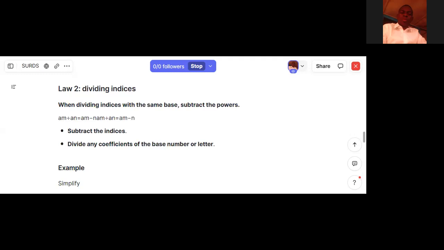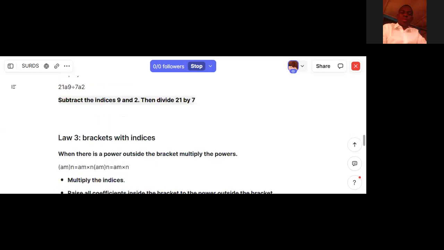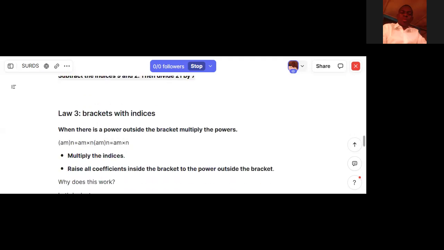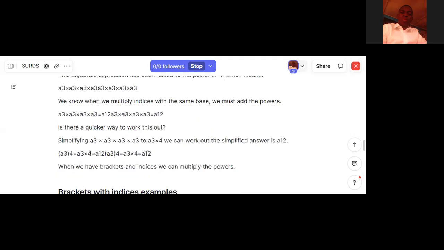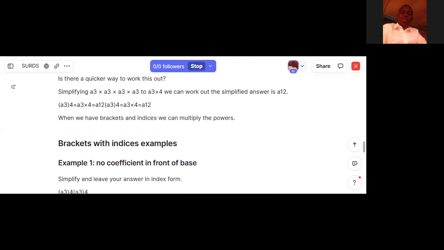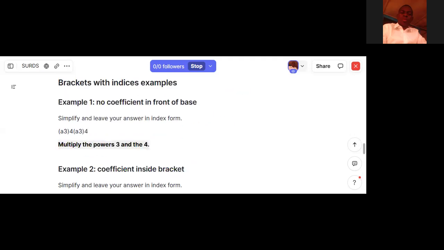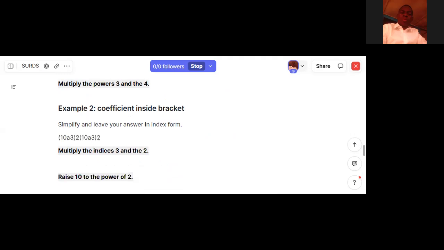Okay, we have tasks to do in division of indices. Brackets with indices, I've been seeing all that. We also see more examples shown to you on the screen. Example 2, shown to you, coefficient inside bracket.